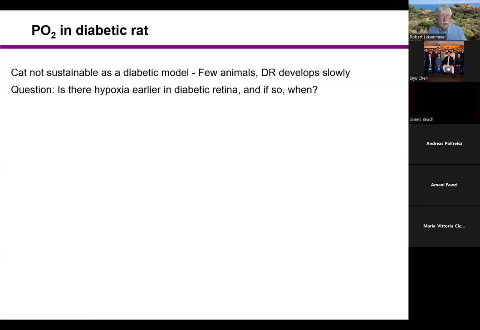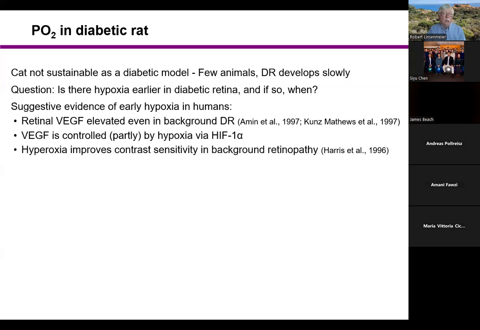So we were left with the question whether there was hypoxia earlier in diabetic retinopathy, as the VEGF studies had shown in people. And if so, when did that occur? So there was this suggestive evidence of early hypoxia in humans. VEGF is elevated even in background retinopathy. And we know that VEGF is controlled at least partially by hypoxia-inducible factor.